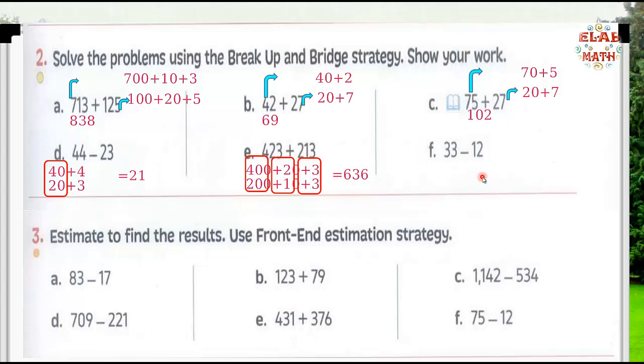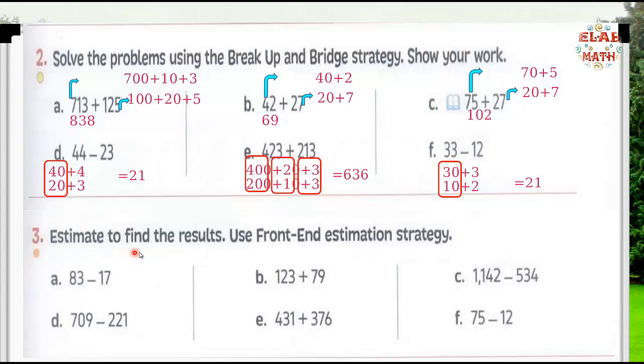Last one in this question, 33, it will be 30 plus 3. 12 means 10 plus 2. Subtract 3 minus 2 is 1. 30 minus 10 is 20. The answer will be 21.